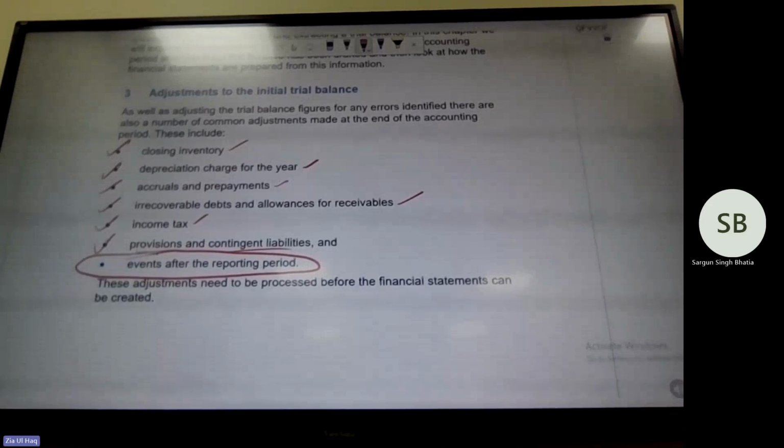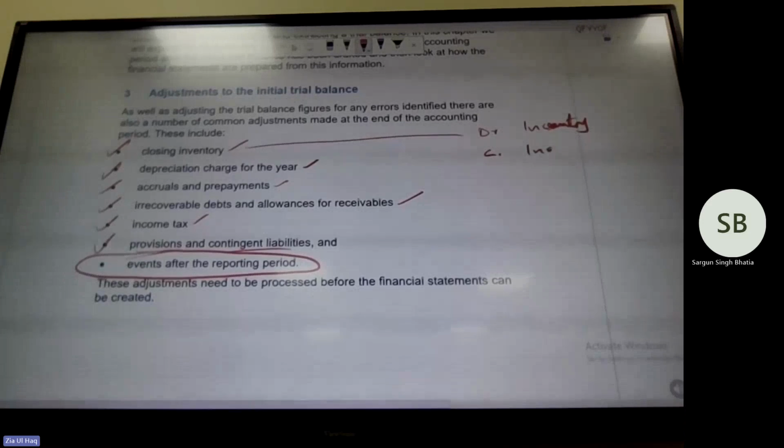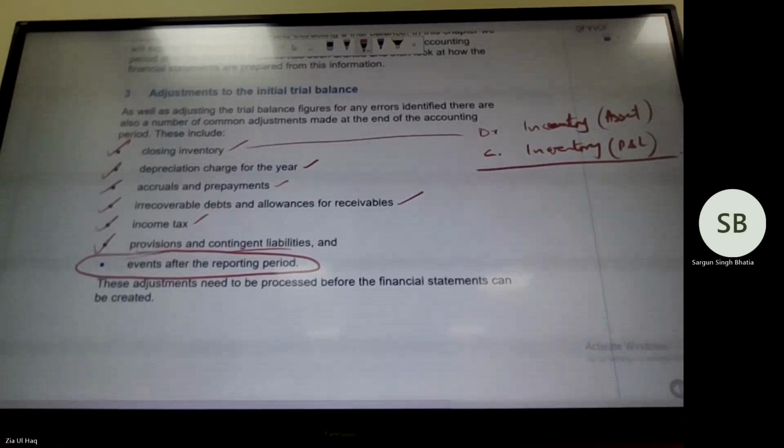What is the entry for closing inventory? We have discussed: debit inventory, credit also inventory. But this debit will go into the asset in the balance sheet. This credit will go into the profit and loss account, meaning it should be deducted from cost of sale.